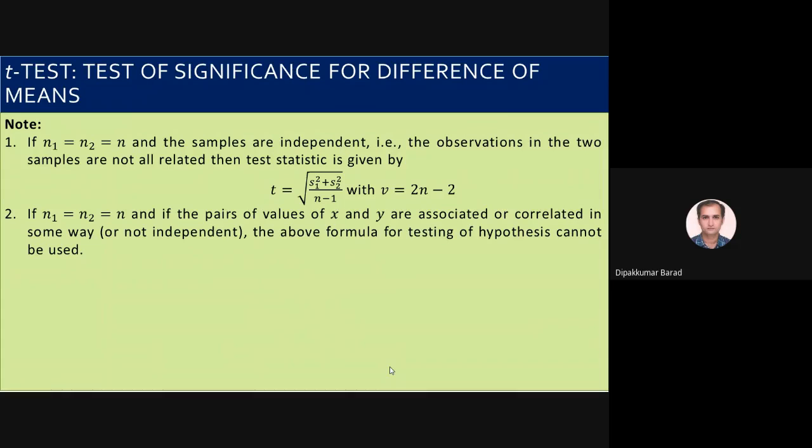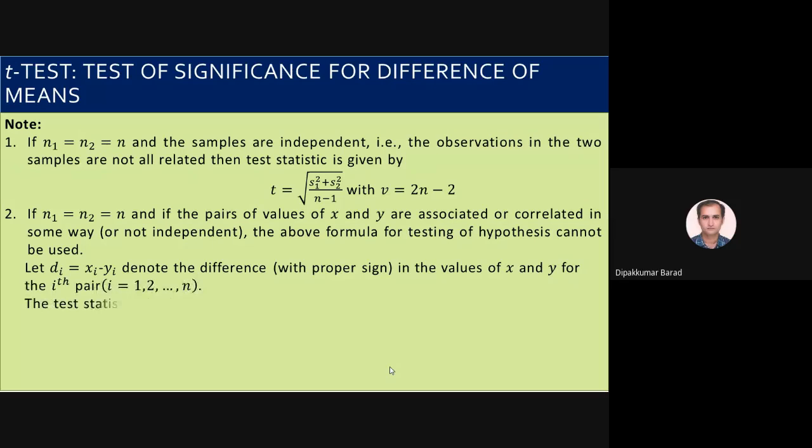If pairs of values of x and y are associated or correlated in some way, or not independent, the above formula for testing of hypothesis cannot be used. Let di equal xi minus yi. We get the difference of the values of x and y for the ith pair. So we have to find di, and then t is equal to d bar upon s upon root n minus 1, with v equal to n minus 1.